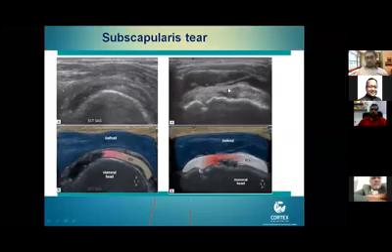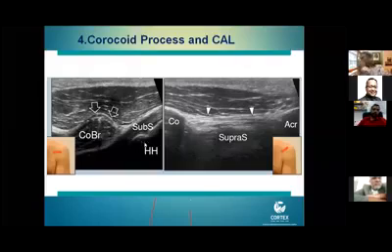So when you say full thickness, if the full width of the tendon is torn, we call it full thickness. And if only some part of it is torn, we can call it a partial thickness tear. This is more interesting for us because we can treat it. In case of a full thickness tear, we have to repair it.